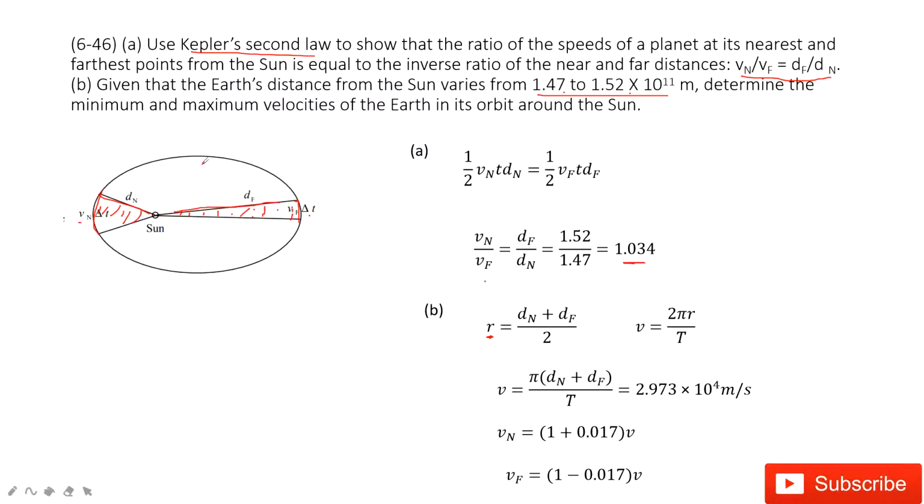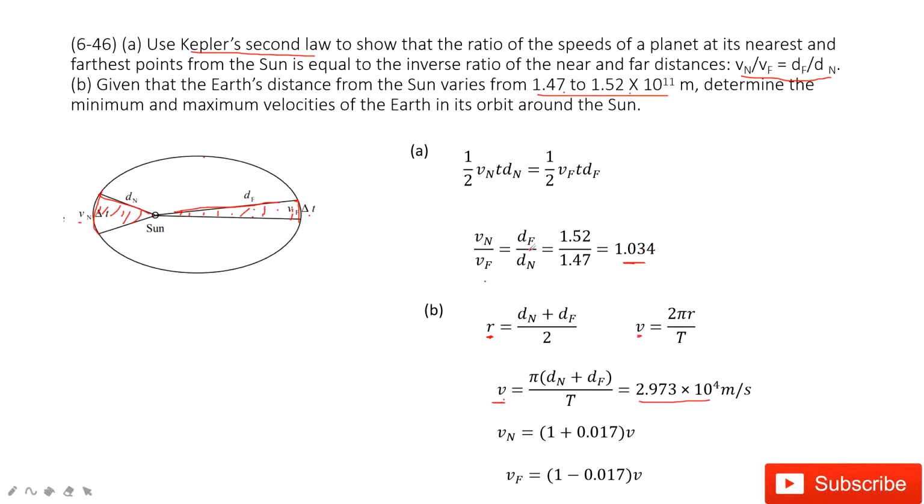And also for the average speed, we can consider this as a circular motion. The distance covered is 2 pi r, covered in one circle, divided by the time taken for one circle, just the period T. So this is the average speed. Do you agree? The average speed for the Earth rotating around the Sun is this number. And also we know the ratio between the nearest point and the faraway point is 1.034.